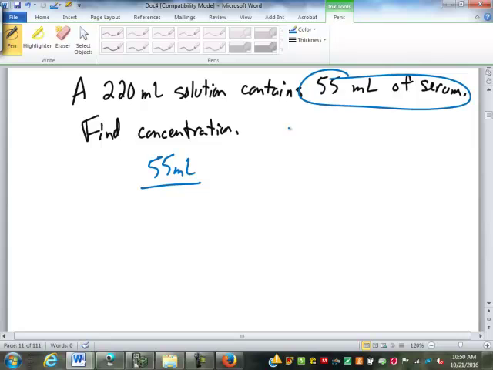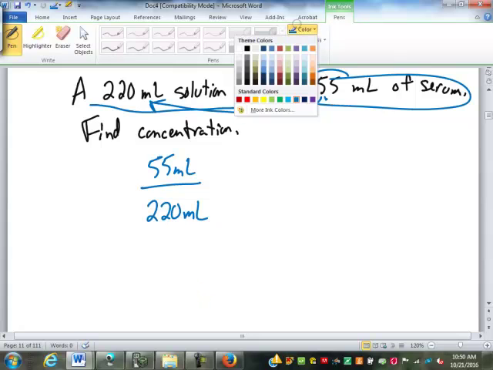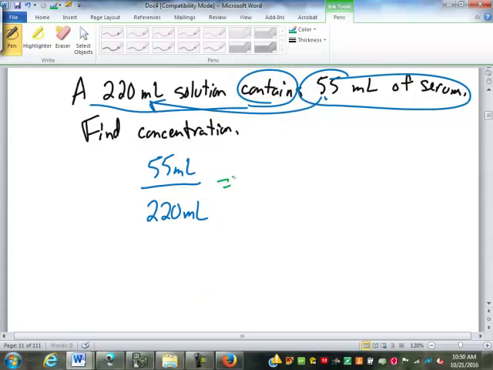On bottom, are we putting the 220 or 220 plus 55? It's a 220 milliliter solution, period. The contains implies that the 55 is contained within that 220. So of course, milliliters divide out. We want to make sure that we do check to make sure those units are the same in numerator and denominator. Then 55 divided by 220 is once again 0.25. So that'll be 25%.